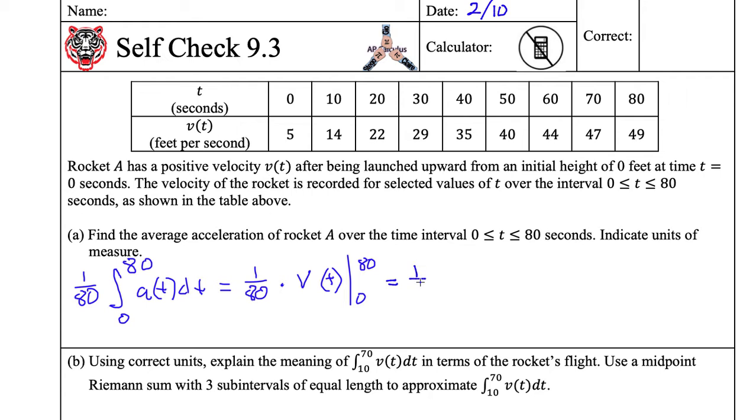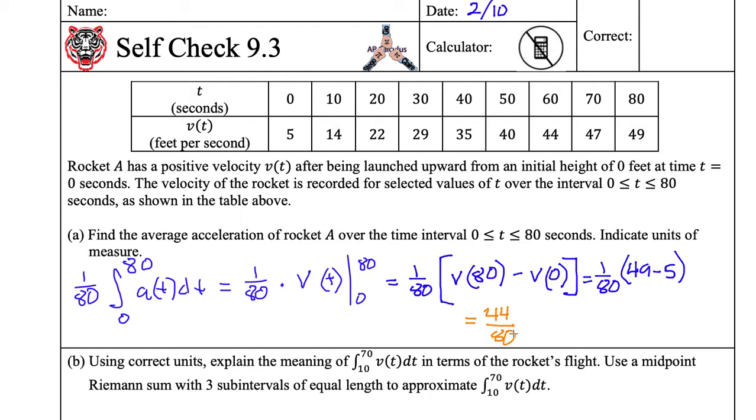So this is now equal to 1/80th of, start our parentheses here, v of 80 minus v of 0. That's going to be 1/80th of 49 minus 5, since v of 80 is 49 and v of 0 is 5. And 49 minus 5 is 44, so this is equal to 44 over 80. Reduce that a little bit: divide the top and bottom by 4, I'm thinking 11 over 20. Yeah, okay. So 11 over 20, and it says indicate units of measure.